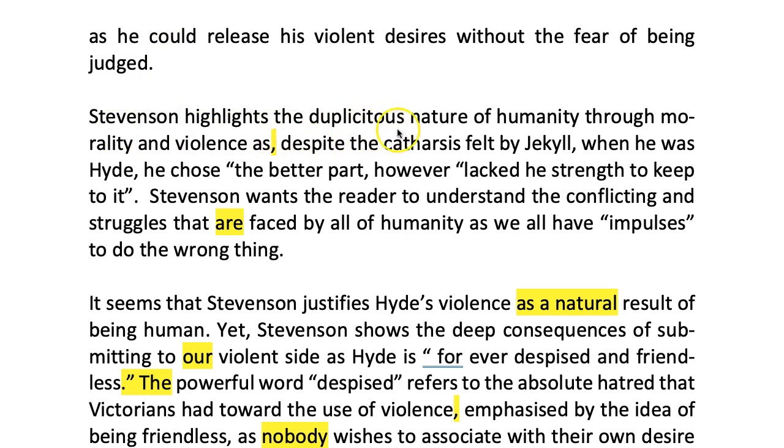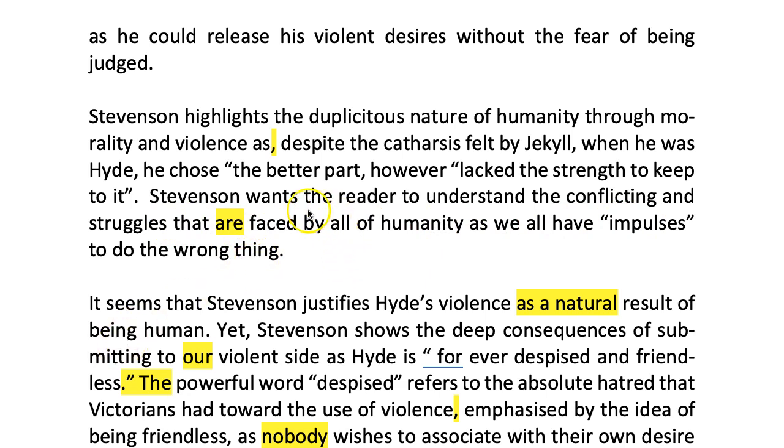Stevenson highlights the duplicitous nature of humanity through morality and violence as, despite the catharsis felt by Jekyll when he was Hyde, he chose the better part, however, lacked, that should be the strength, to keep to it. Stevenson wants the reader to understand the conflicting struggles that are faced by all of humanity, as we all have impulses to do the wrong thing.